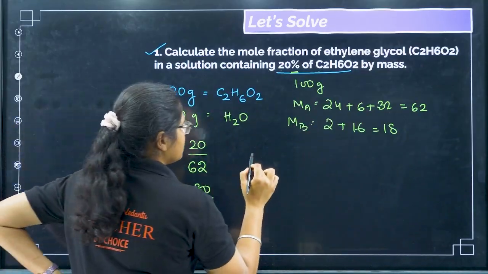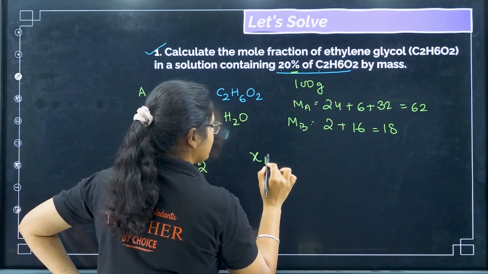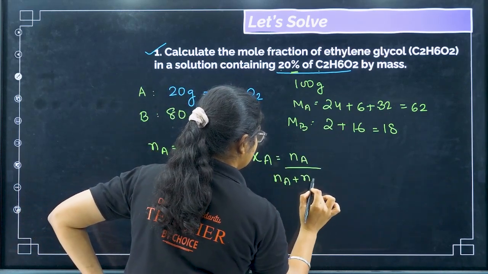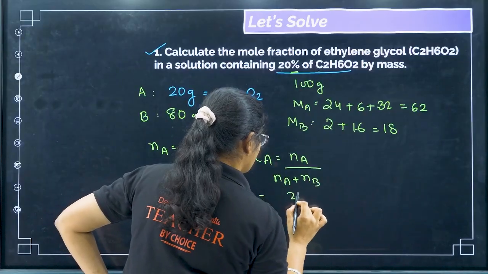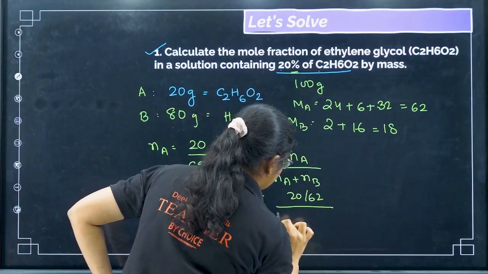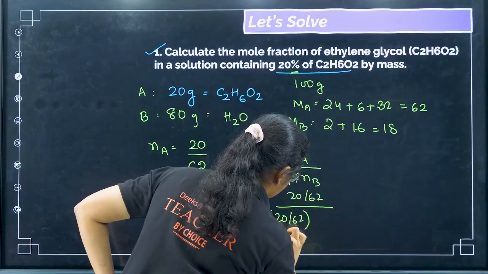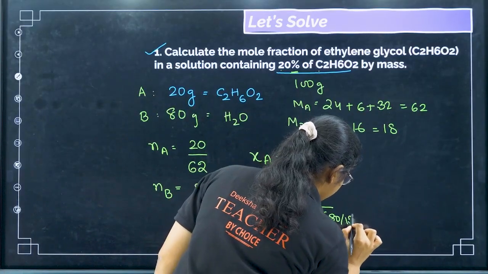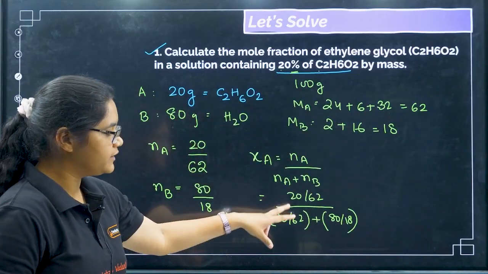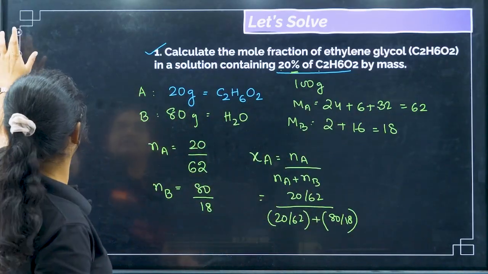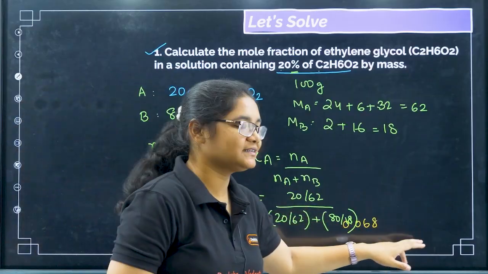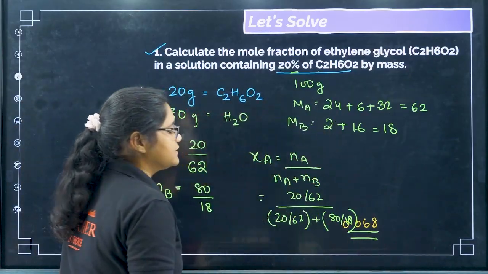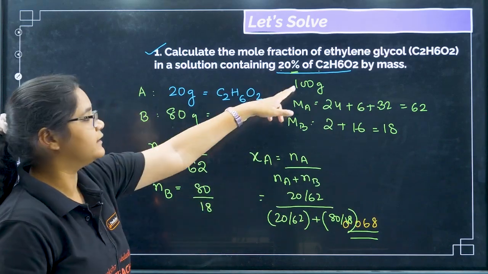Now what is the formula? To calculate the mole fraction of ethylene glycol, XA will be equal to NA by NA plus NB. So that will be equal to 20 by 62 divided by 20 by 62 plus 80 by 18. If we divide this, we will be getting around 0.068. So you will get 0.068 as the mole fraction of ethylene glycol.